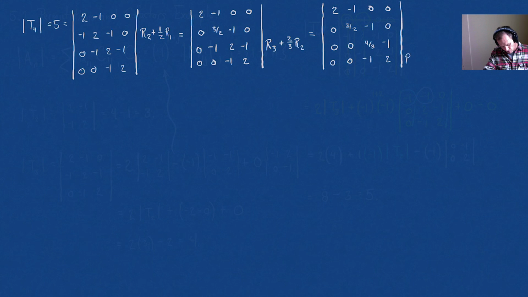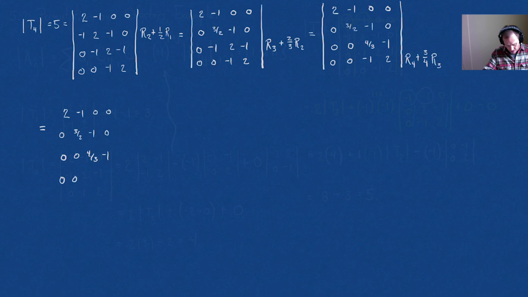And now we're going to take row 4 plus 3/4 of row 3. So that is going to give me a 2, minus 1, 0, 0; 0, 3 halves, minus 1, 0; 0, 0, 4/3, minus 1; 0, 0. Now I get a minus 1 plus 1, that's a 0. Then I'm going to get a 2 minus 3/4. Well, let's see. 2 is the same as 8/4, and I take away 3/4, that's 5/4. You should double check me on that.